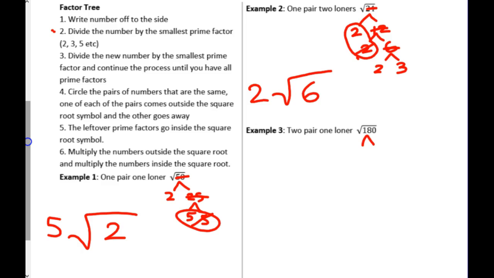Factor tree. So we start with 2. Does 2 go into 180? Okay, 2 times what? 90. 180 is gone. Does 2 go into 90? 2 times what? 45. Does 2 go into 45?